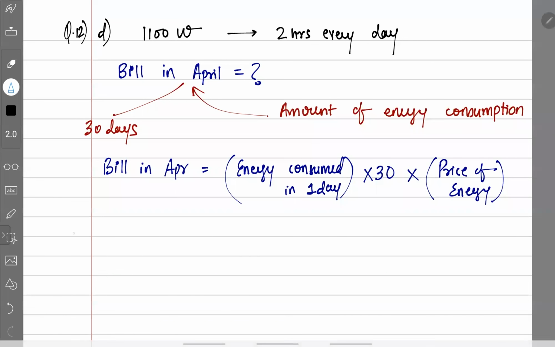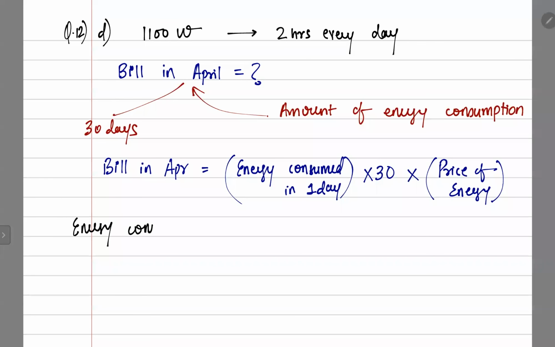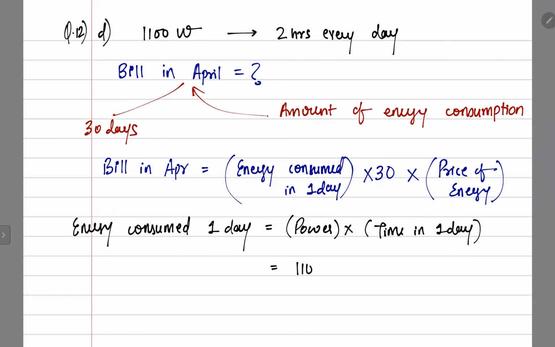So first I'll calculate energy consumed in 1 day. That will be equal to power multiplied by time in 1 day. Power is 1100 watt multiplied by time is 2 hours.